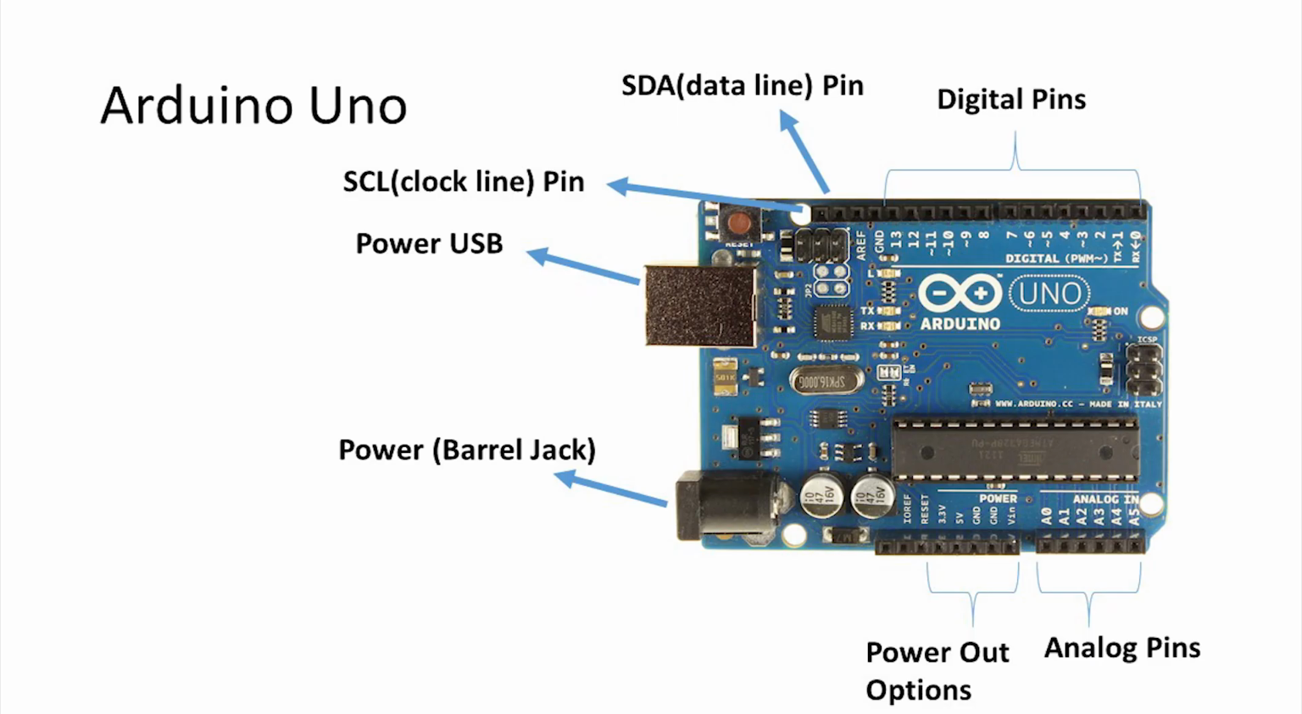Here is a standard Arduino Uno board. As you can see, there are two ports for power. The power USB is where you can plug the Arduino into your computer and upload the machine code. The barrel jack only provides power. The power out pins can be used to power your circuits.